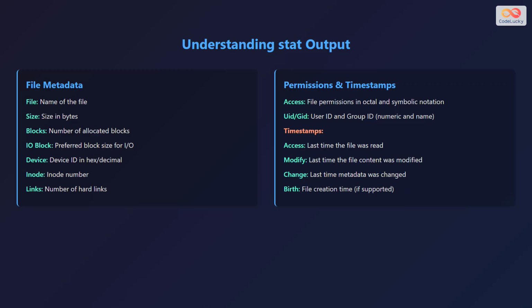Access timestamp indicates the last time the file was read. Modify timestamp indicates the last time the file content was modified. Change timestamp indicates the last time the metadata was changed. Finally, birth timestamp indicates the file's creation time, if the file system supports it.